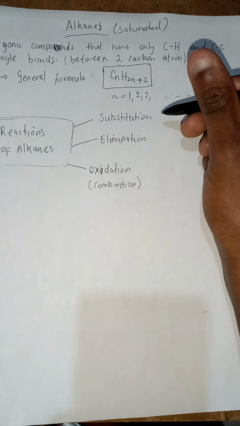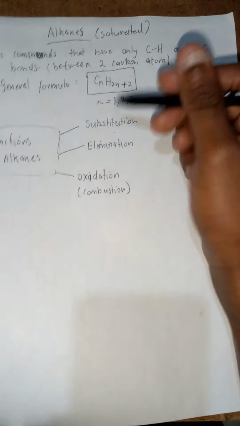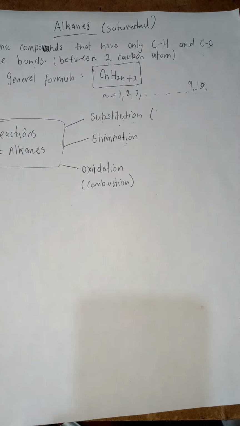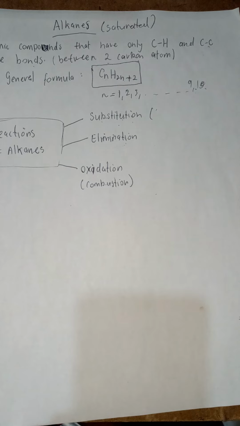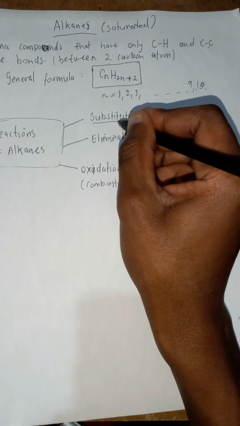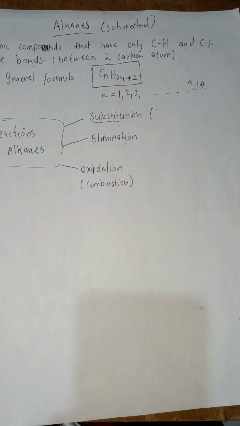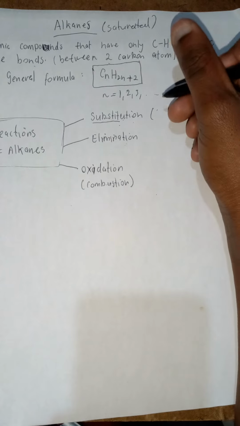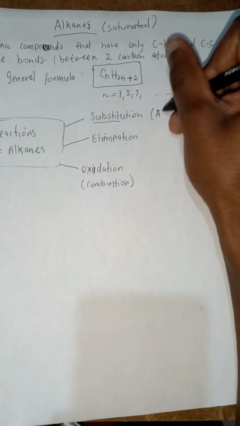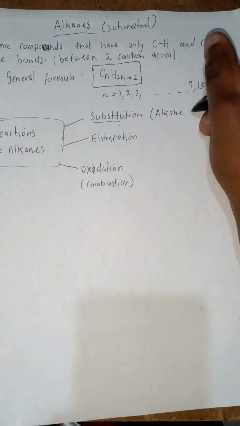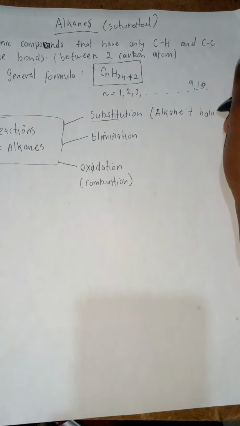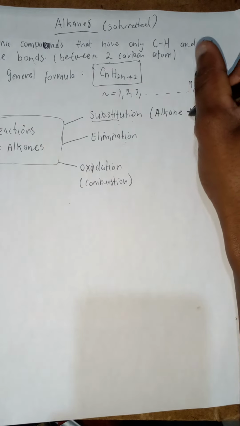Okay, going back to reactions of alkanes: they are substitution, elimination, or sometimes oxidation. So what is substitution? Substitution simply means a reaction whereby an atom or a molecule is being replaced with another. The word comes from substitute. So there is a substitution of an atom or an element with another. A substitution reaction happens whenever you see an alkane reacting to form a haloalkane.